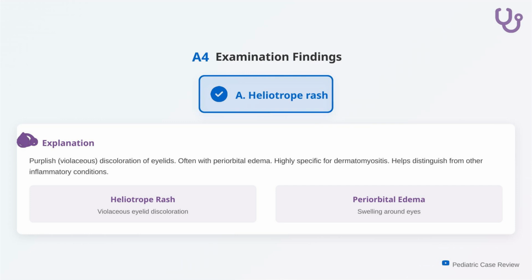Heliotrope rash. This is a purplish or violaceous discoloration of the eyelids, often with periorbital edema. It's named after the heliotrope flower due to its purple color. This finding, along with Gottron papules, is highly specific for dermatomyositis and helps distinguish it from other inflammatory conditions.